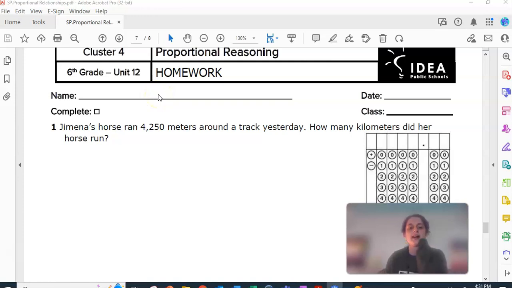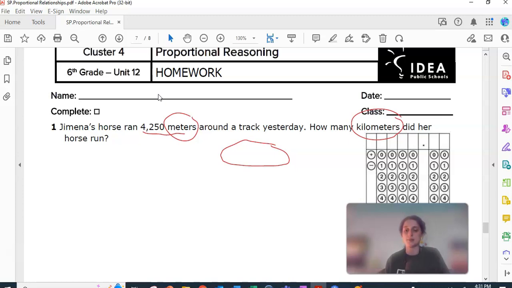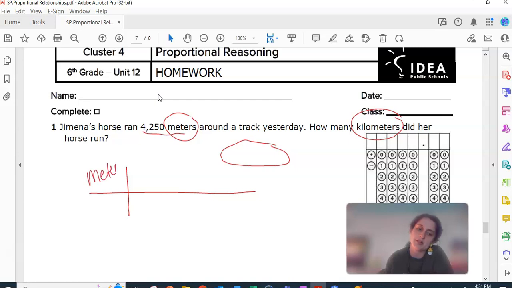Alright, so we have Jimena's horse that runs 4,250 meters around a track. A track is like a loop that you can run around. How many kilometers? Okay, so I saw meters and now it's asking about kilometers. So that means I need to change them. I'm going to make a ratio table that goes between meters and kilometers, which can be abbreviated as km.